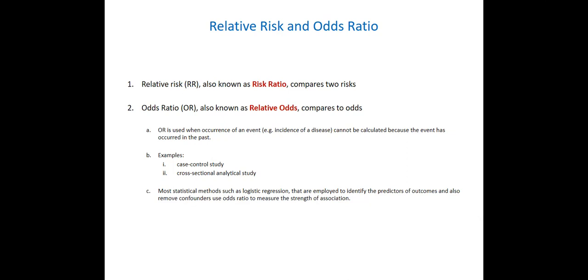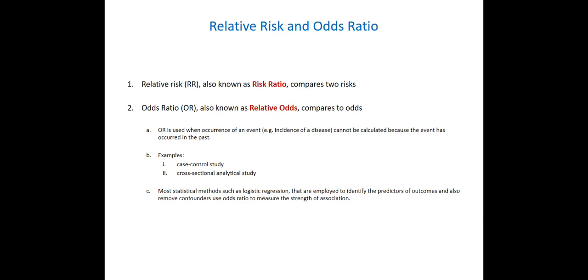So what really happens is that whatever you are measuring there, it has already happened. Either obesity or hypertension, the person has already gotten it. That is why you are telling us. So in that situation, the event has occurred, so you cannot calculate any risk for anything.